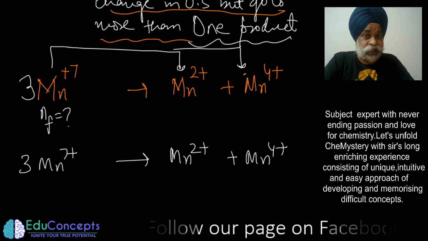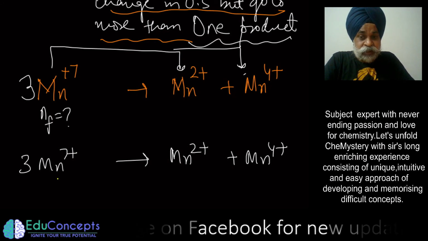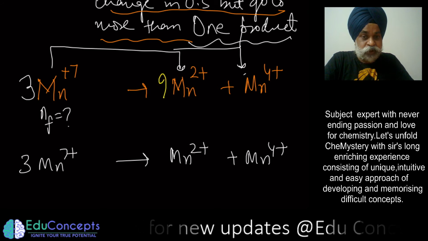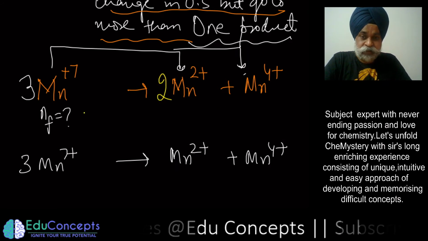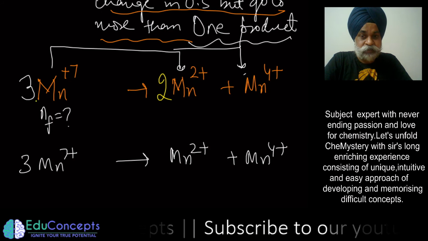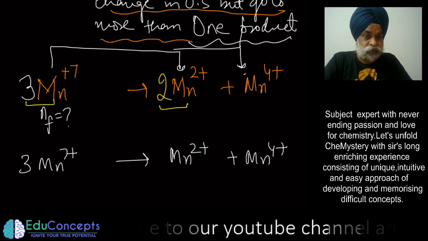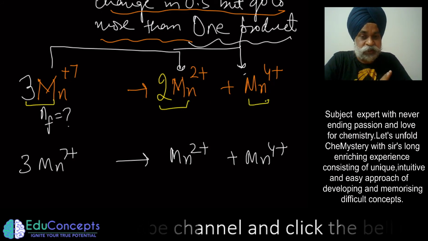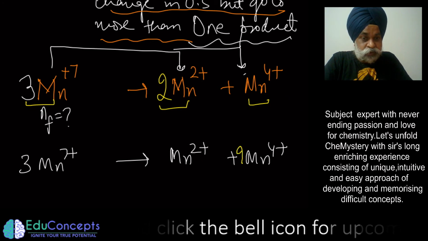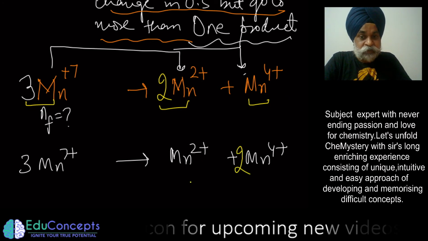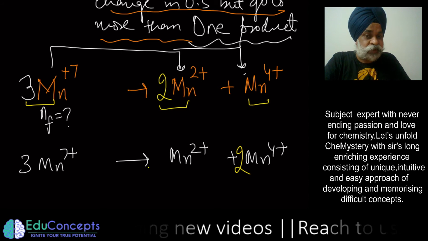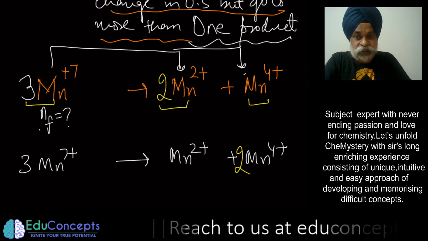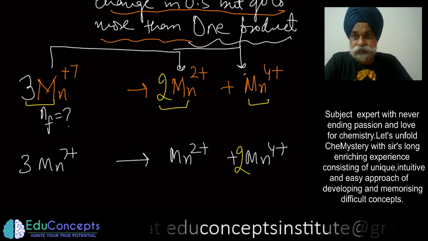So this is again a very interesting case. Say for example, here if I put 2, now it is perfectly balanced in terms of the number of atoms: 3 manganese here, 2 and 1 there, so manganese atoms are equal. If I put 2 here, then also it is okay, but in both cases the n factor would be different. How? Let us see here.